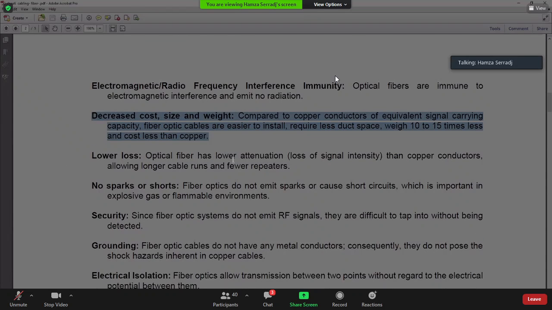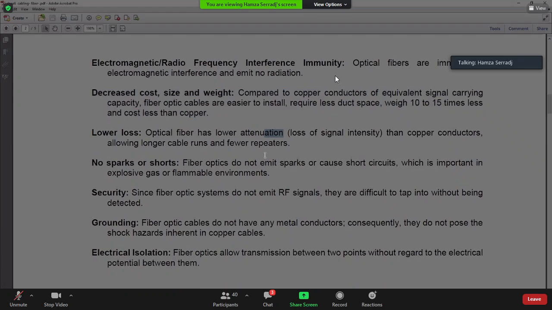Lower loss. Optical fiber has lower attenuation, so less loss of signal intensity, like with electricity. Somehow we need to amplify that. But with light, it's less than that, right? So it can go much farther before needing to be regenerated, right? So compared to copper conductor, it allows longer cable runs and fewer repeaters. But electricity is going to need repeaters. At some small distance, we need to amplify the signal again to be able to send it, and so on. But the light can go far, till the point that it's going to need to be amplified.